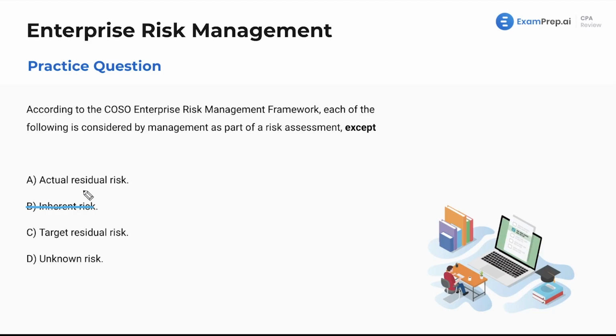Now, actual residual risk and target residual risk, these as well. These would be risks to remember and memorize as a part of our risk assessment under our COSO mnemonic, right? This is under risk assessment. All of these, again, kind of going back to the key phrases, are risk assessments that you should do. These all are specifically mentioned to be risks per our risk assessment component of our framework. Unknown risk is not a term, it's a trick answer here. Lots of memorization, but you will do well. That is your best friend on this exam.